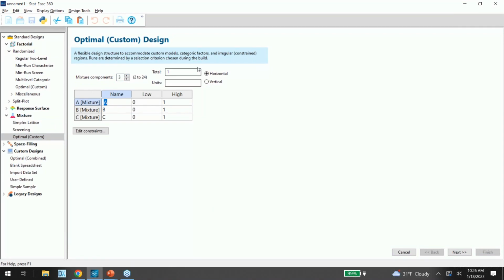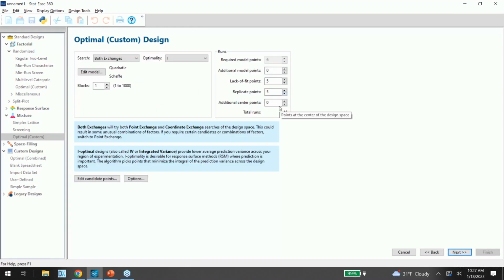So what I'm going to do is put in a total of 6 ounces. First component is going to be mozzarella, which goes from 2 to 5. Provolone, which goes from 1 through 4. And then white cheddar, which goes from 0 to 2. If I had any constraints involving more than one component, I click on this Edit Constraints button.